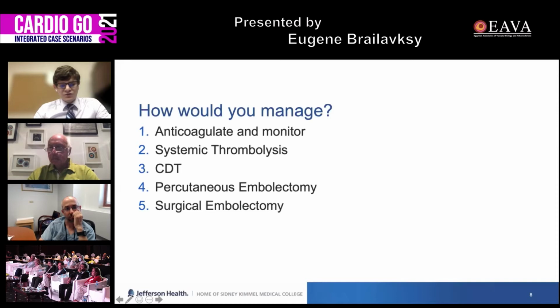So the question that often comes up in our practice is how do we manage these patients who come in with acute PE and some high-risk features? Do you just anticoagulate them and monitor them? Do you jump to systemic thrombolysis with all the risks associated with that? Do you go for catheter-directed techniques, with either catheter-directed lysis or percutaneous embolectomy or surgical embolectomy? Those are the tools that are available to us, but not available to all institutions.